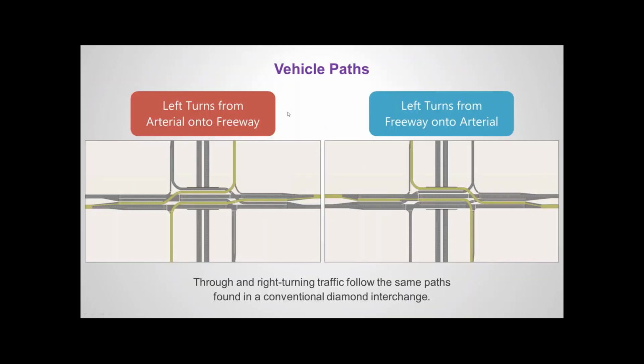So here are the basic vehicle paths of the displaced DDI. The through traffic and right-turning traffic basically move the same way as they would in a conventional diamond interchange. The main difference comes in the left turns. So if you're going to turn left from the arterial to get onto the freeway, these are the 2 paths that you would take depending on which direction you're going to go. If you want to turn left from the freeway onto the arterial, on the other hand, these are the 2 paths that you would take to get onto the arterial from the freeway.